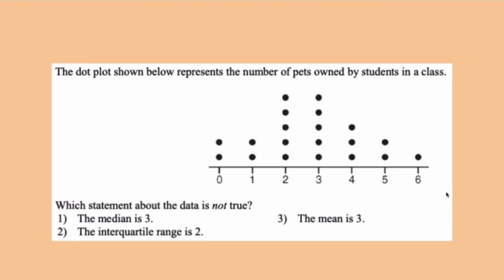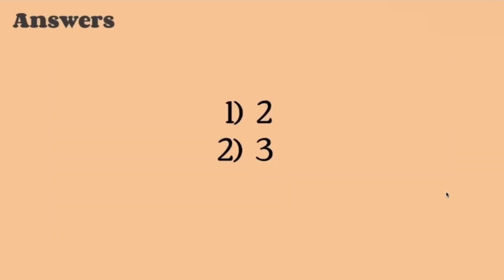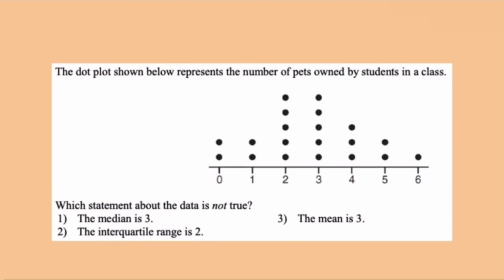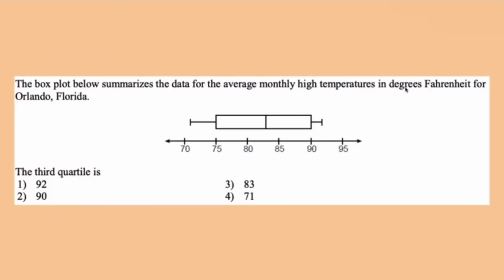Okay, so here are the answers you should have gotten. Let's go over them. For the first question, it's just a pretty simple box plot question. They're asking us where the third quartile is, and we know that the third quartile is always the end of the box, so here, and that lines up with 90, so our answer is 90. Answer choice 2.